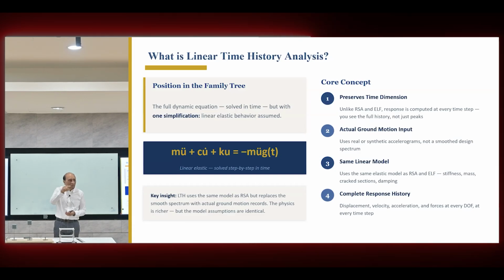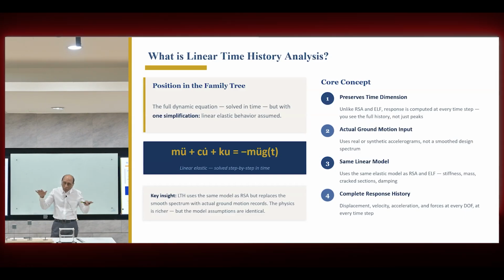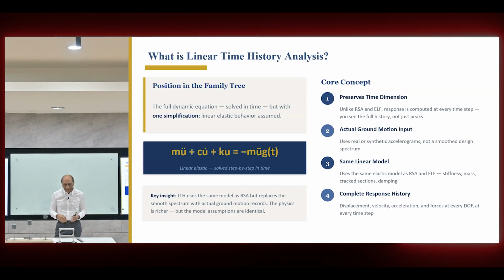For example, maximum from this, maximum from that, and it doesn't care whether it happened at the start of the earthquake or whether it happened at the end of the earthquake. So one ordinate may be coming from the beginning of the earthquake, another coming from the middle of the earthquake, another one coming at the end of the earthquake. So they have no physical meaning. They never could have occurred together.